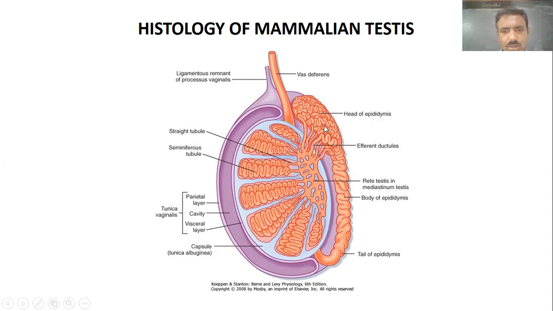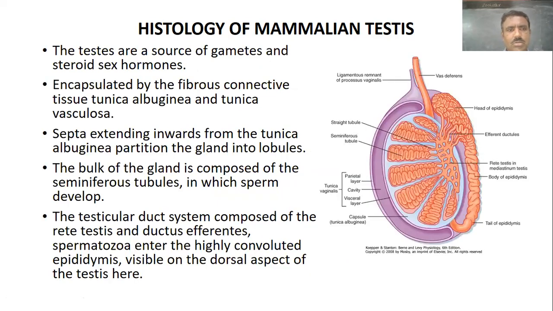And this is the epididymis. This is the head of the epididymis, this is the body of the epididymis, and this is the tail of the epididymis. When we come to the histology, the testes are a source of gametes and steroid or sex hormones. Means testis produces gametes, that is sperms, male gametes, and male hormones. So they are steroid hormones.